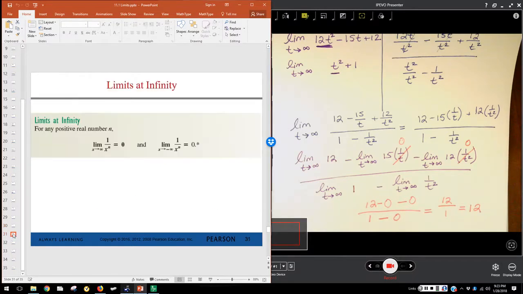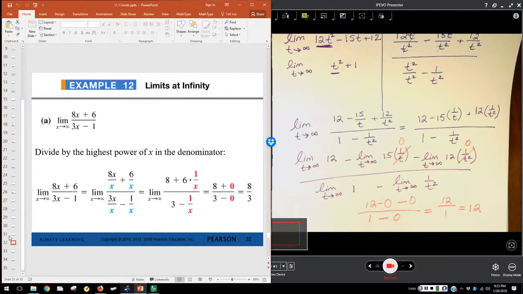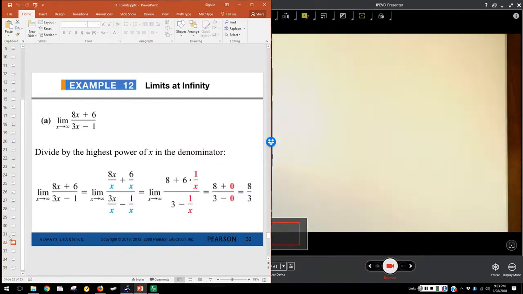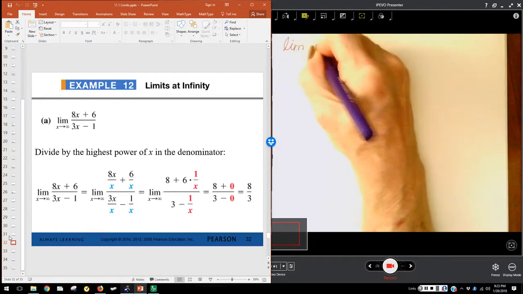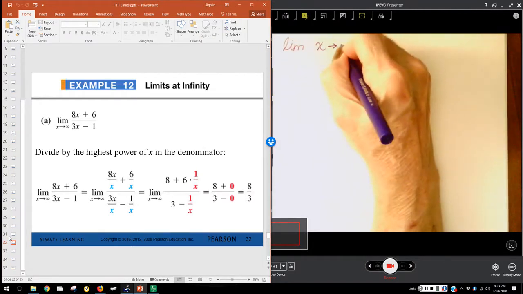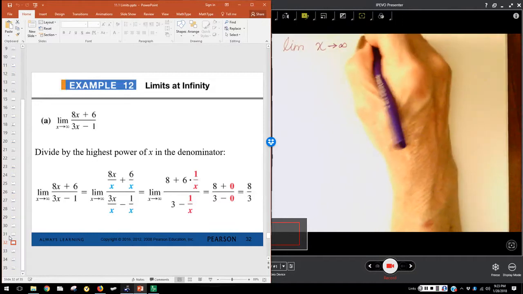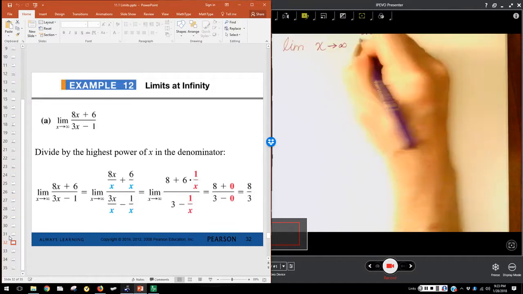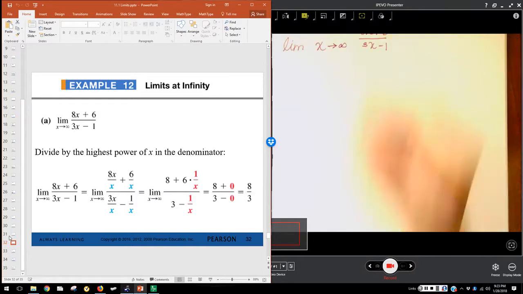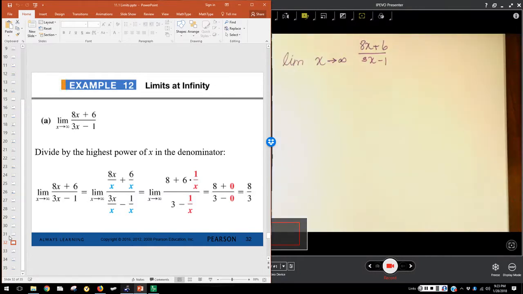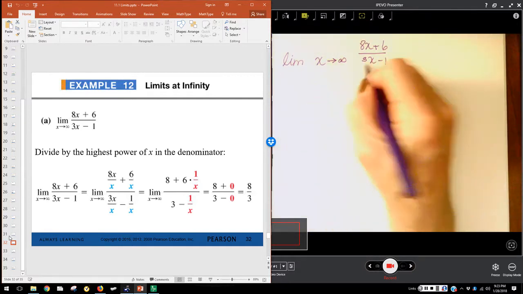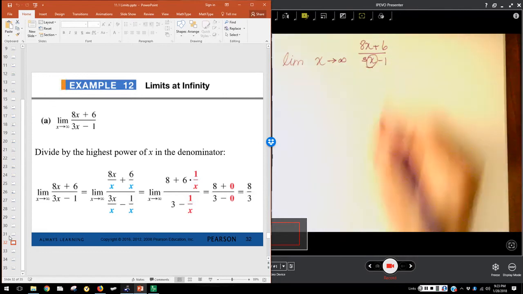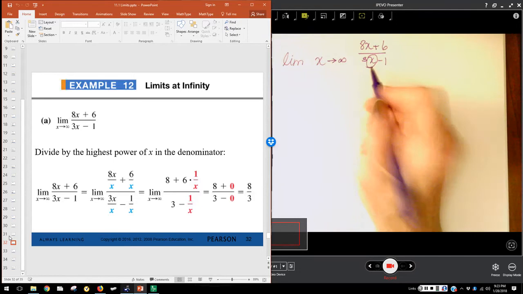So a couple more examples just to make sure that you have the technique. We're going to find the limit as x approaches infinity of the rational function 8x plus 6 over 3x minus 1. And the procedure for doing this is you first take your 8x plus 6 and your 3x minus 1, and divide by the highest power of x in the denominator.